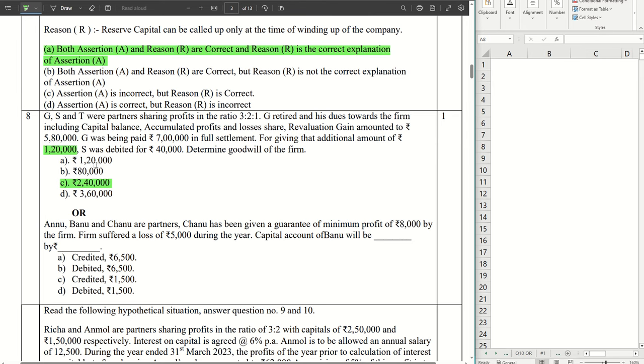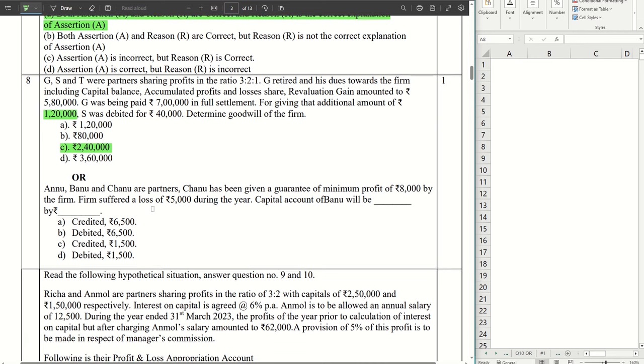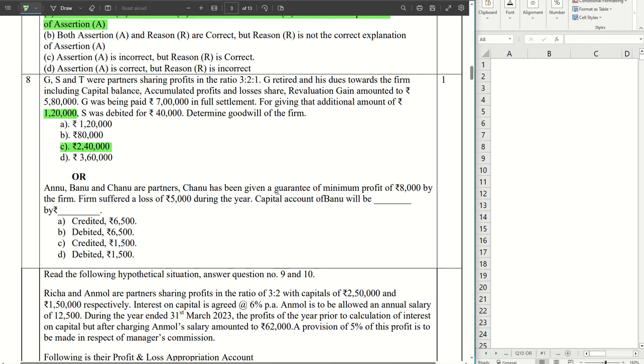Let's have a look at the OR question. Anu, Bhanu, and Chanu are partners. Chanu has been given a guarantee of minimum profit of 8,000 by the firm. Okay, firm to be noted here. Firm suffered a loss of 5,000 during the year. Capital account of Bhanu will be dash by rupees dash.